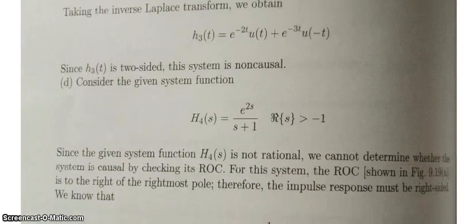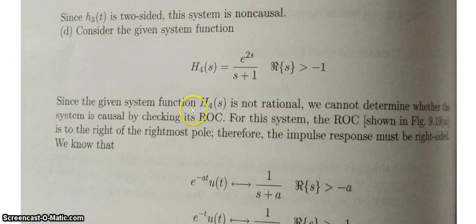Now we will consider the last function given. H4(s) is e^(2s) divided by (s+1), with real part of s greater than -1, and that is the ROC. Here H4(s) is not rational, so we cannot directly determine whether the system is causal by simply checking its ROC. For this system, the pole is at s = -1 and the ROC lies to the right of the rightmost pole. Therefore, the impulse response must be right-sided.